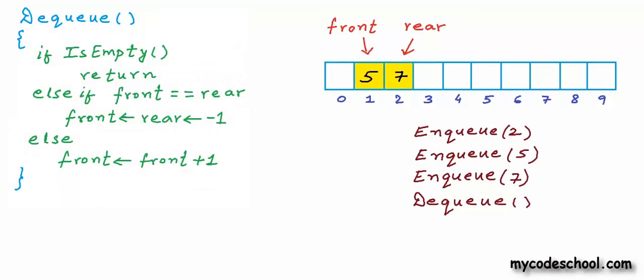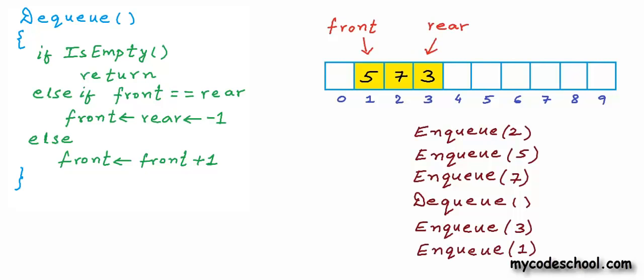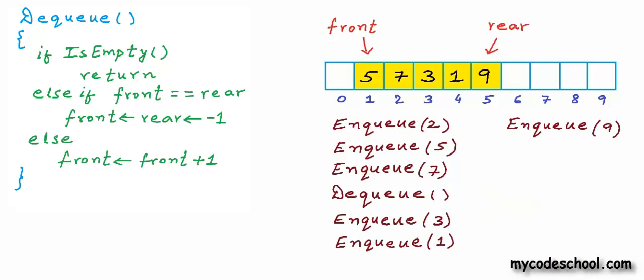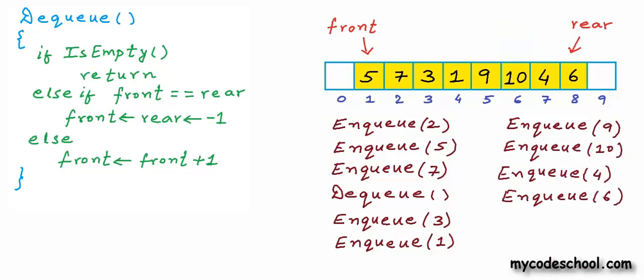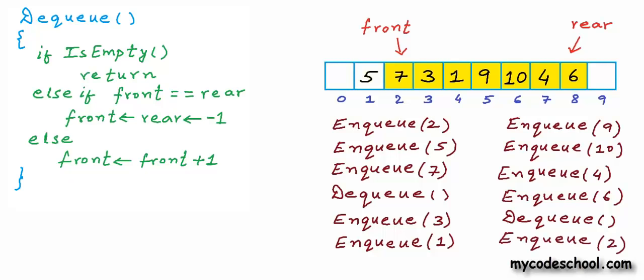Let's now perform some more enqueues and dequeues. I'm enqueuing 3, and then I'm enqueuing 1. With each enqueue, we are incrementing rear. I just performed some more enqueue here. Now let's perform a dequeue. If I'll perform one more enqueue here, rear will be equal to maximum index available in the array. Let's enqueue one more. Now at this stage, we cannot enqueue an element anymore, because we cannot increment rear. Enqueue operation will fail now.